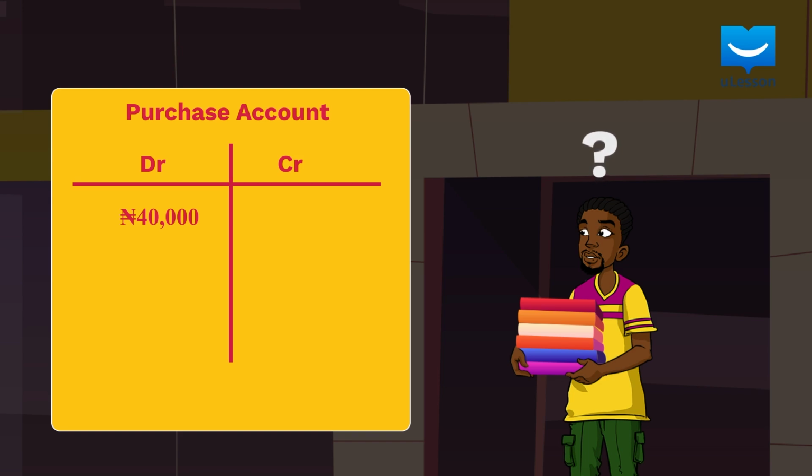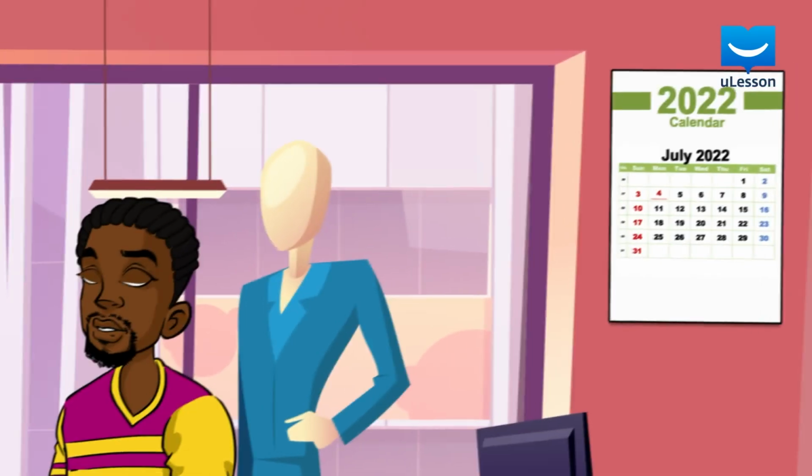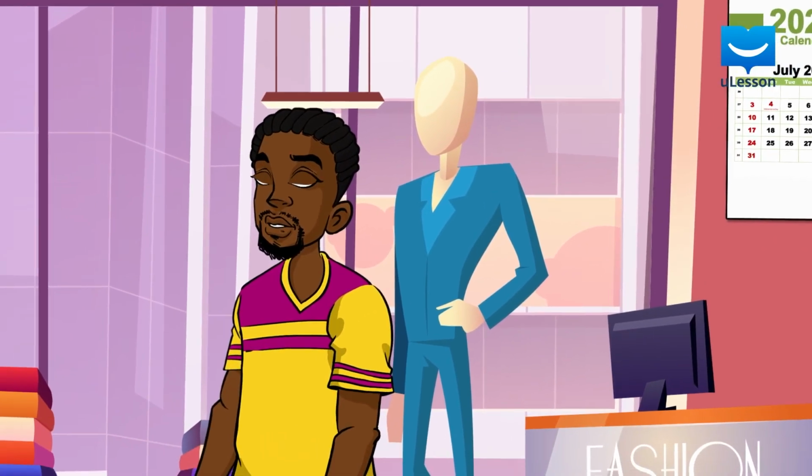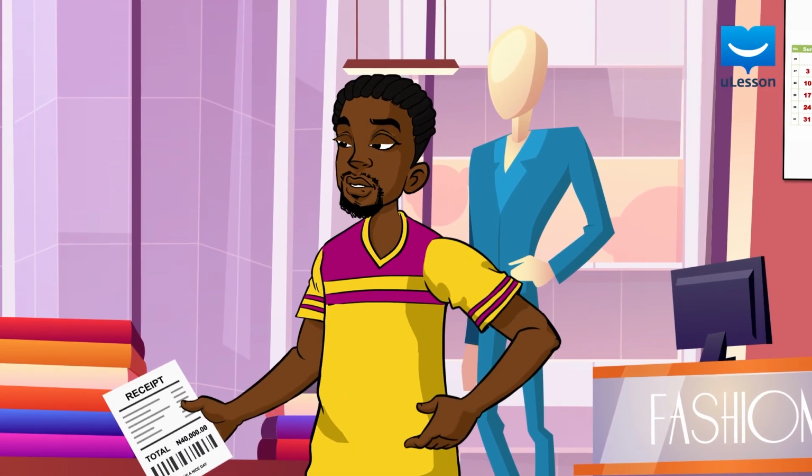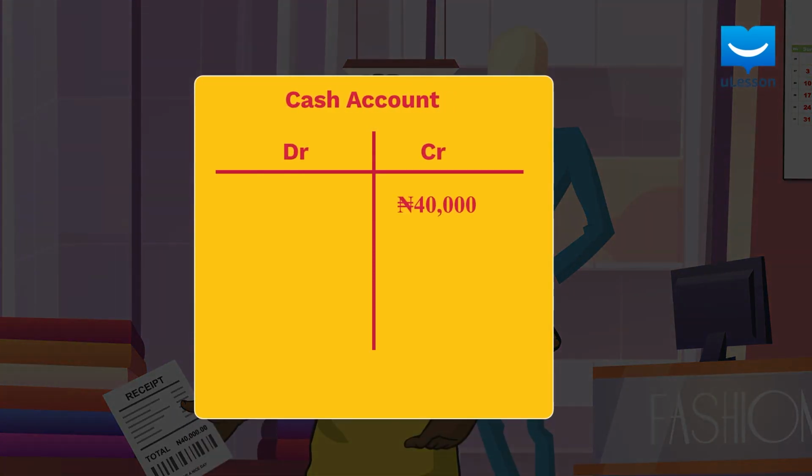So what will be the credit entry for this transaction? I'll tell you. If Mr. Kari paid the 40,000 naira within the year, it means that his cash has been reduced, right? Remember that a cash account is a debit balance, so reduction will lead to a credit entry.